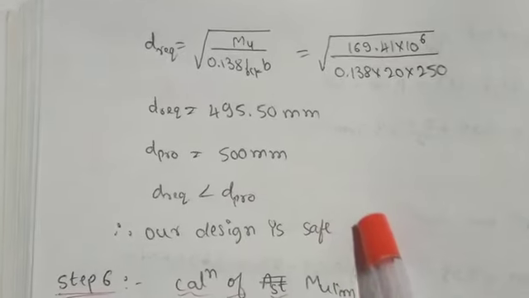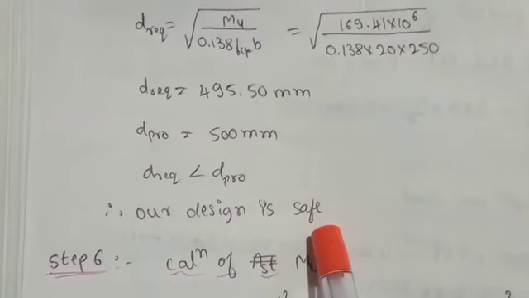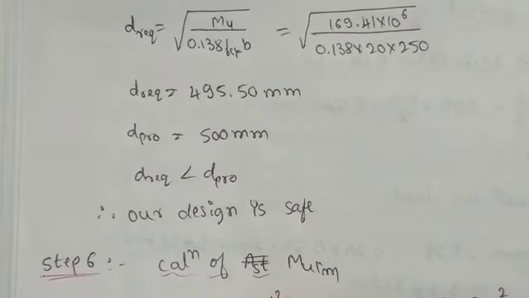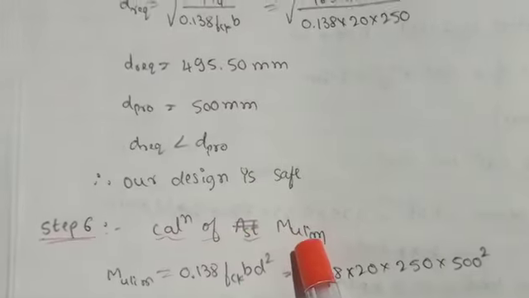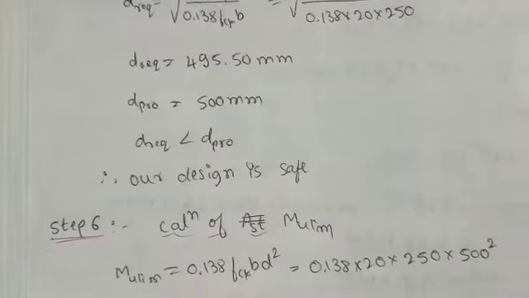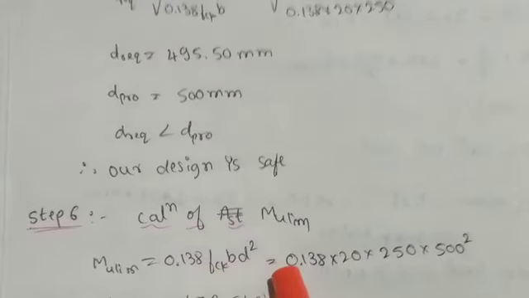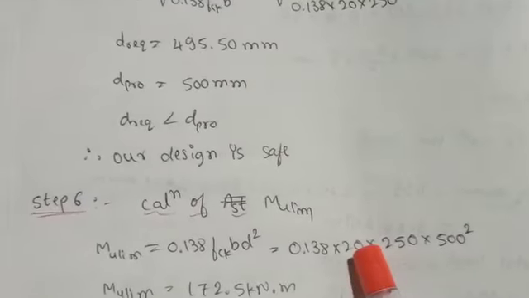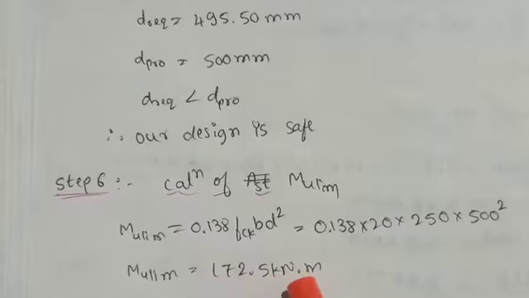This is how we calculate the D required. After this, we'll go for the calculation of the Mu limit. Step 6 is calculation of Mu limit. Again, we'll use the same formula which we have used for the D check, that is Mu limit is equal to 0.138 fck bd square. Substitute all the values and simplify this, we'll get Mu limit as 172.5 kilonewton meter.